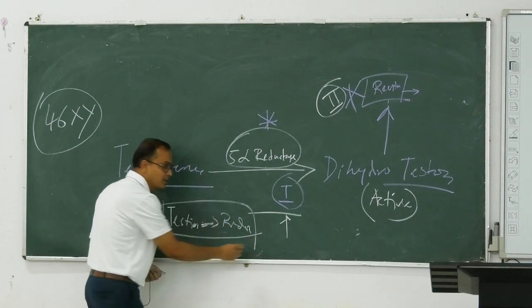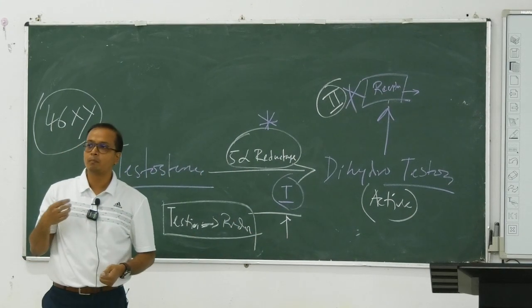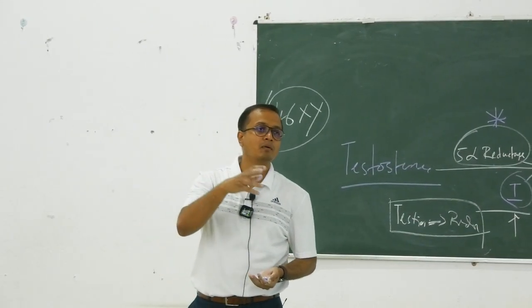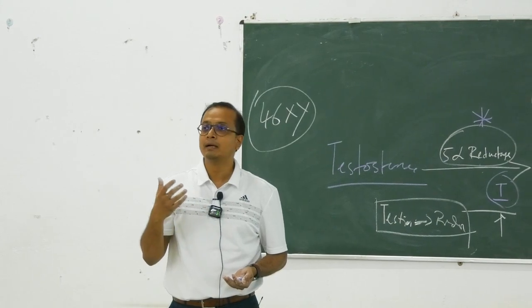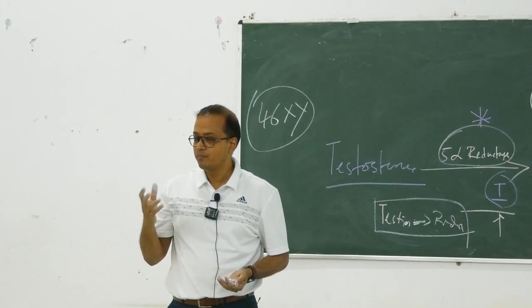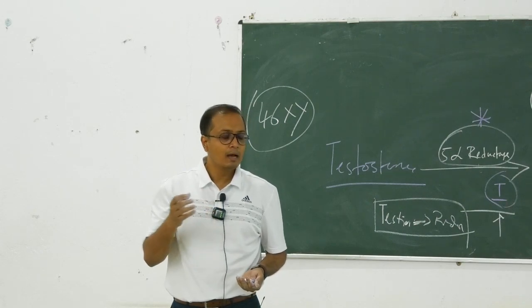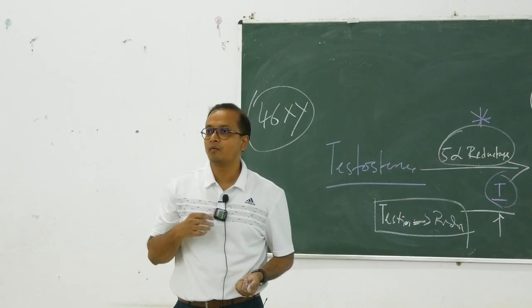That means the testis is not properly formed. How can the testicles not be formed? The germ cells never migrated. There is an absence of the testicles, orchitis, infections or any other reason. The germ cells haven't formed or migrated, and as a result of that, the testicles are not formed.